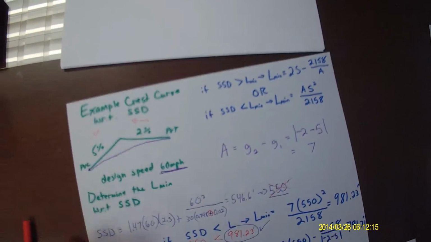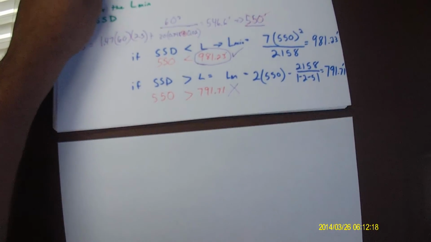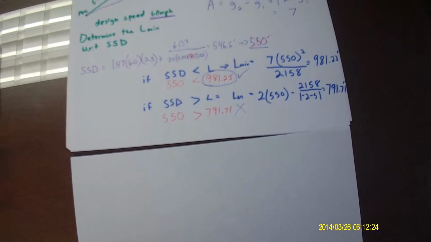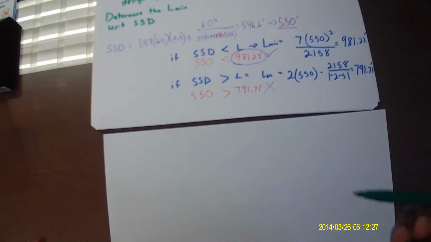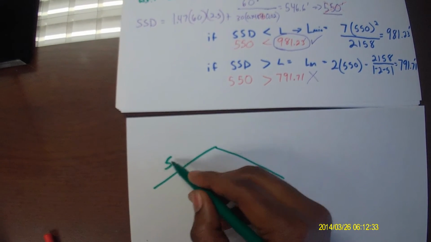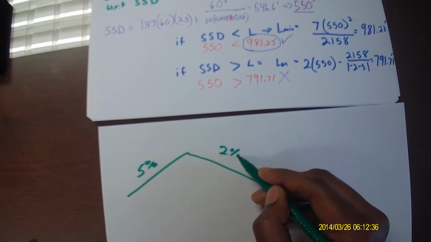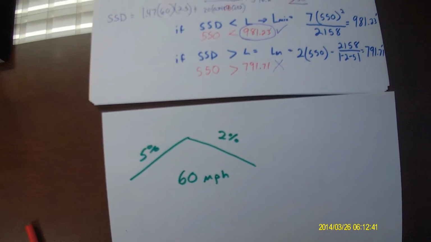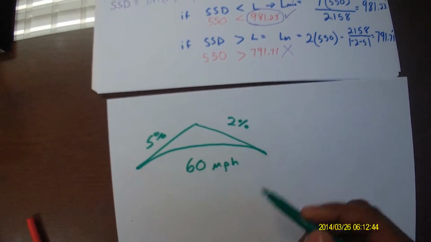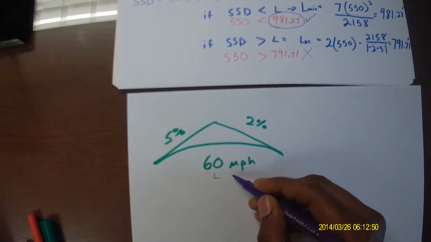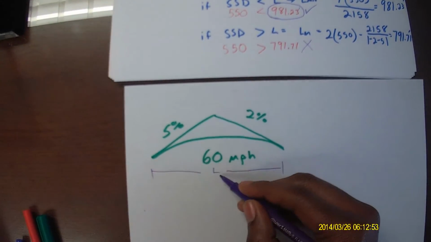So let's go ahead and do that. Again, keeping the same equation, same example, all we're going to be doing is using a different stopping sight distance. Let me just draw here what the two grades were again. Again, we had 60 miles per hour on this roadway, and we have to figure out what our L should be, at least our minimum length.